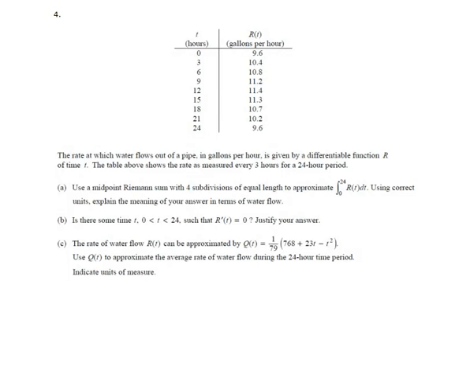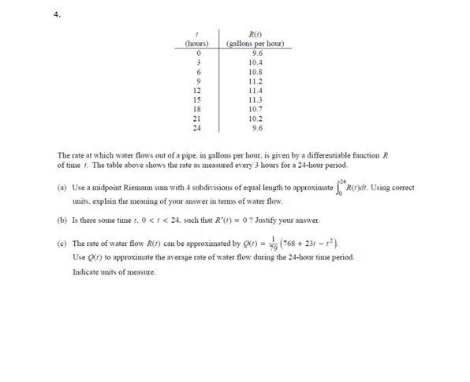Okay, in this fourth problem of the set on rectangular and trapezoidal approximation, we have this table of values. The rate at which water flows out of a pipe in gallons per hour is given by the differentiable function r of time t. The table above shows the rate as measured every 3 hours for a 24-hour period.